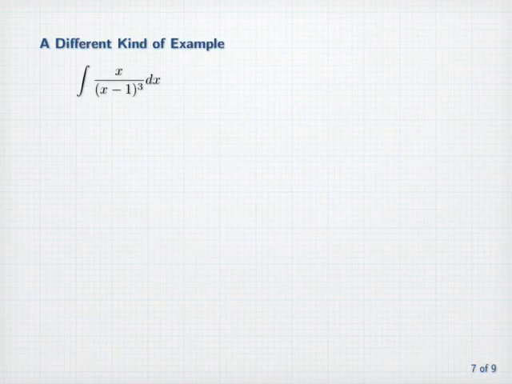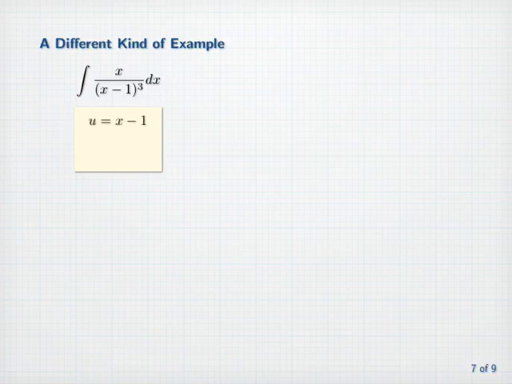Now here's a slightly different kind of example. Suppose we want to integrate the function x divided by x minus 1 cubed. What complicates matters most here is the fact that we have x minus 1 inside of the cube function in the denominator, as opposed to, say, simply x cubed. So what we can attempt to do here is substitute u equals x minus 1 in the hopes of obtaining a simpler integral. With u equals x minus 1, du is equal to dx, since the derivative of u with respect to x is 1.